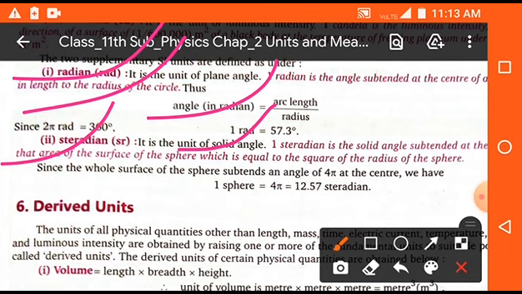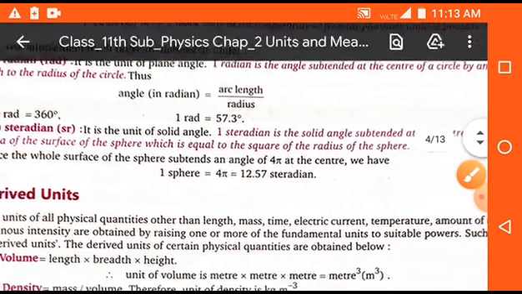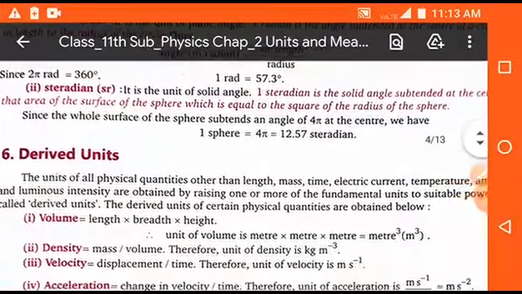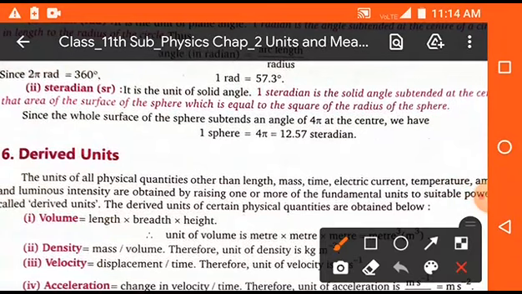Now, steradian. 1 steradian is the solid angle subtended at the center of a sphere by an area of the surface of the sphere which is equal to the square of the radius of the sphere. Clear? So these are the basic definitions of fundamental physical quantities, and you have to learn only the values. Definition is not as important. Clear?